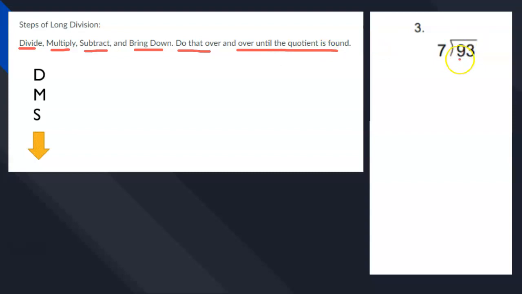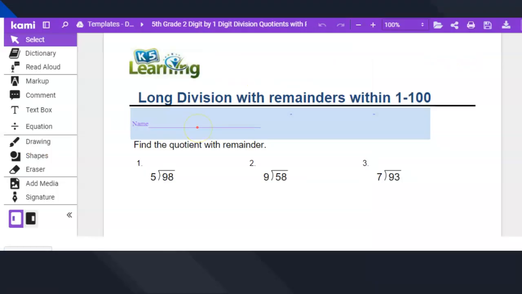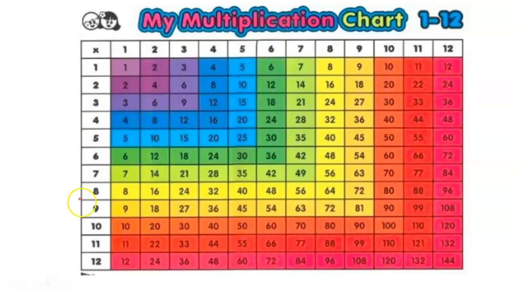Here I see my dividend is 93 and my divisor is 7. What this 7 is telling me is that I need to know how to skip count by 7s, or I need to know how to multiply by 7s. So if you want to skip back and take a look at the 7s, you'll find all of your skip counting by 7s here.